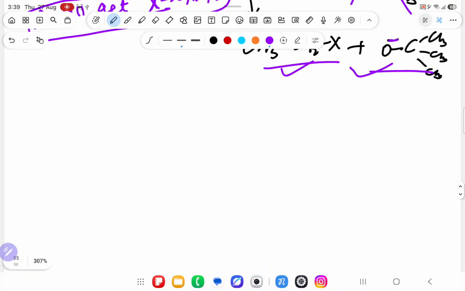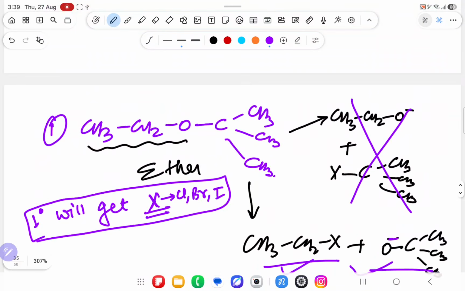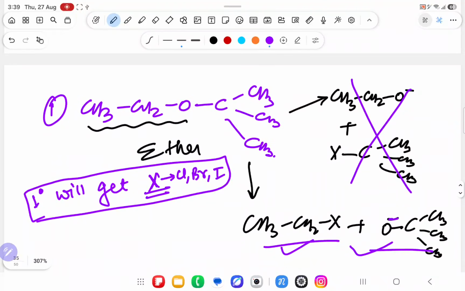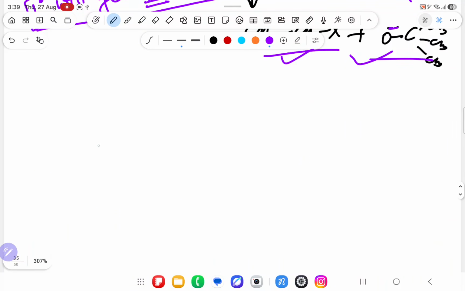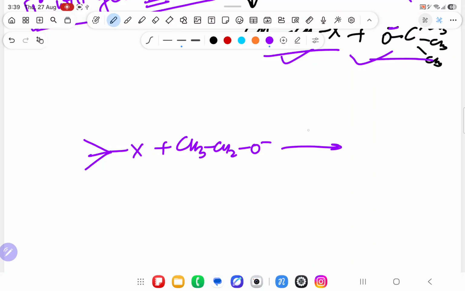Suppose I have written the second example. Sir, what will happen? Suppose anyone is asking, what will happen if I take this? This you have said wrong. If I take this, what will happen? Take it. This you have taken as X, and over here CH3, CH2, O minus, it will do E2. E2 it will do, it will go outside. It will become beta, beta and beta, and it will form alkene. It will not form ether.